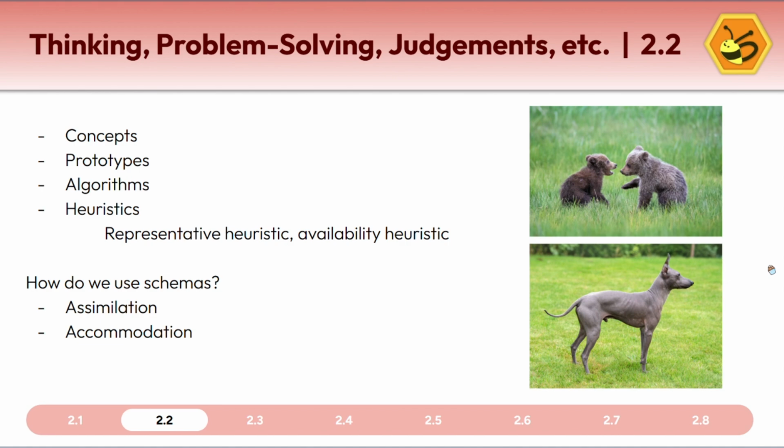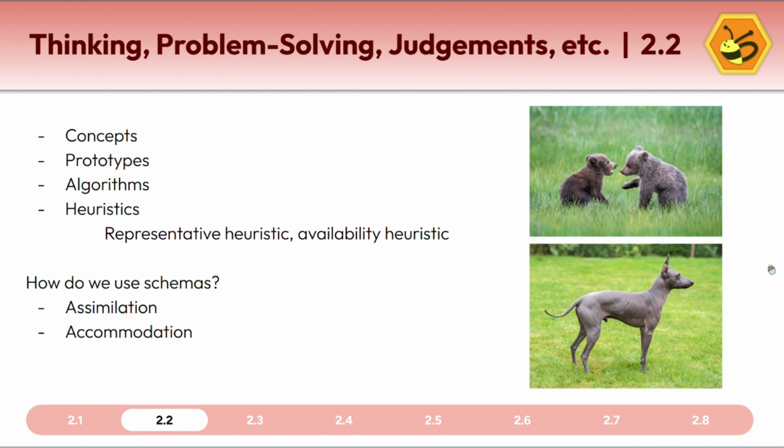Prototypes are the ideal example for a concept. So for a lot of people, I think the prototype of a dog would be probably some kind of Labrador or a Retriever. Let's just use the example of a Golden Retriever, because to a lot of people that would be their first definition of a dog.